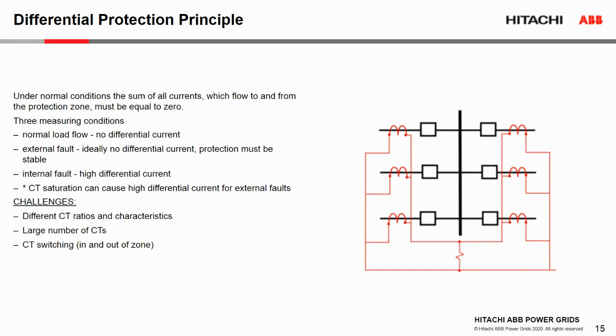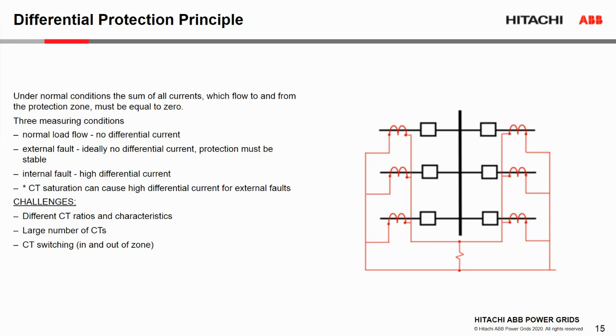During an internal fault, there will be a high differential current, and that's where the protection needs to operate. However, during a heavy external fault, CT saturation can cause very high differential current for an external fault. Similarly, for an internal fault, the CT can saturate and delay the operation, and all these need to be looked at by a modern protection scheme.